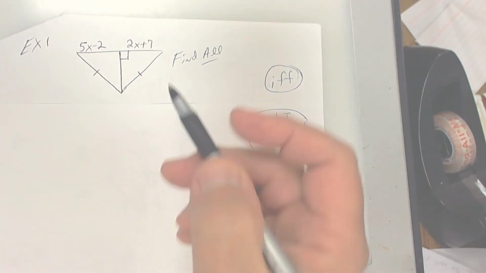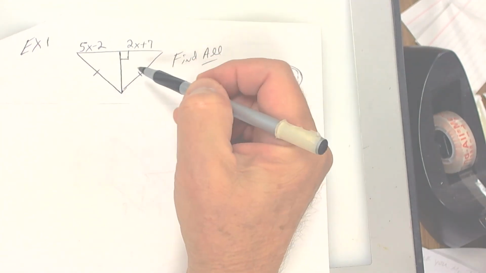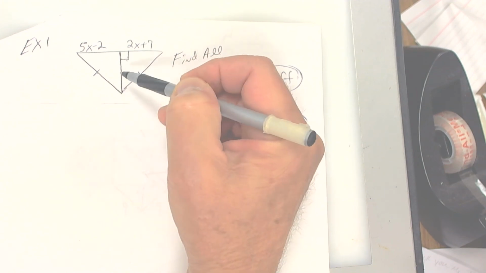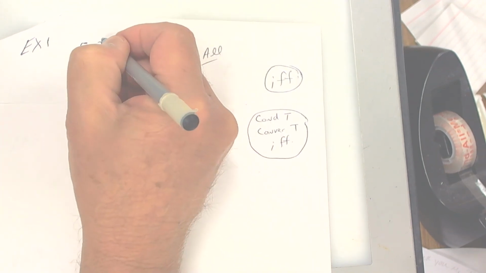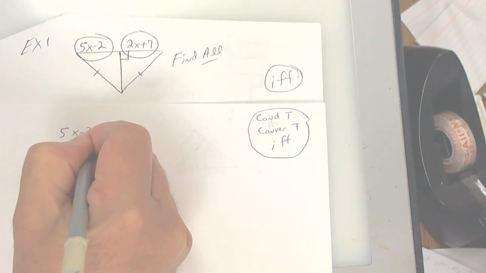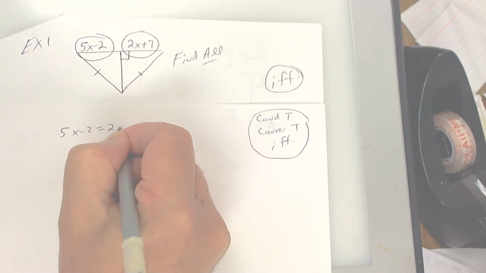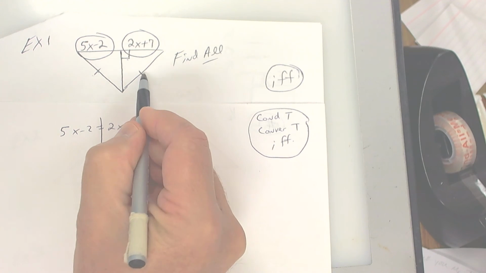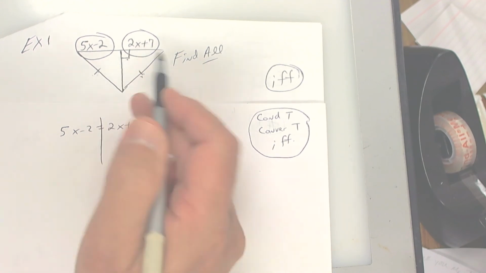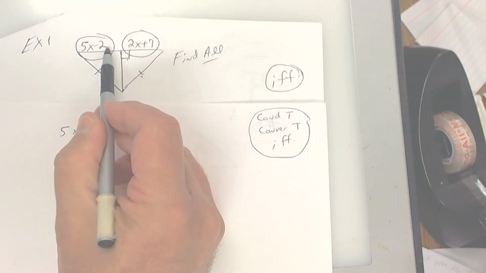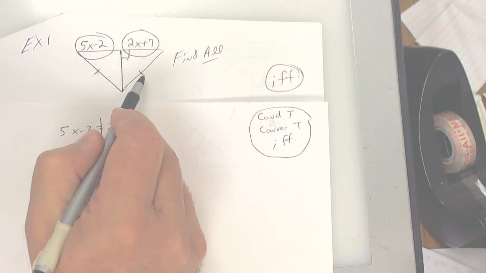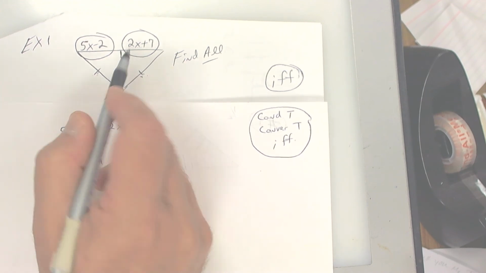What do I have here? I have these two sides equal. I have a perpendicular, so it must be a bisector, which means this must be equal to this. So what you're going to do is 5x minus 2 is equal to 2x plus 7. And by the way, if these were not equal, you'd have a perpendicular, but it may not be a bisector, which means these might not be equal. So be careful. You got to have two things. You got to have these sides equal, and it's got to be perpendicular.